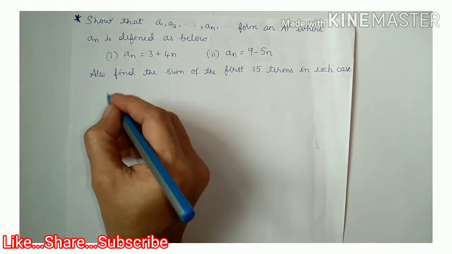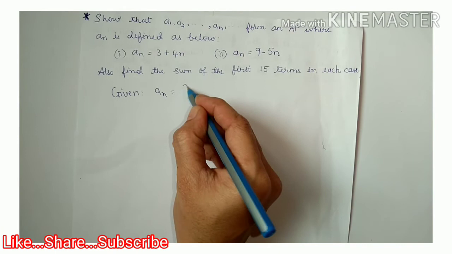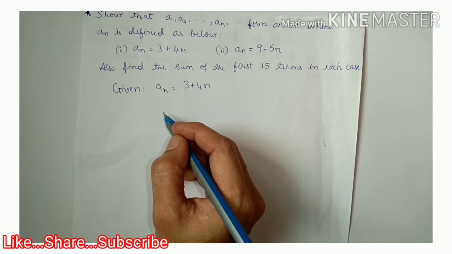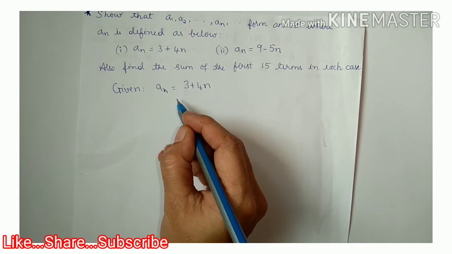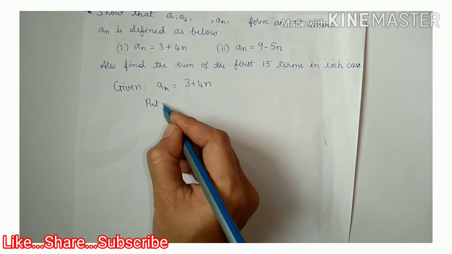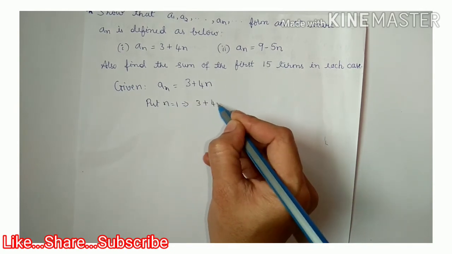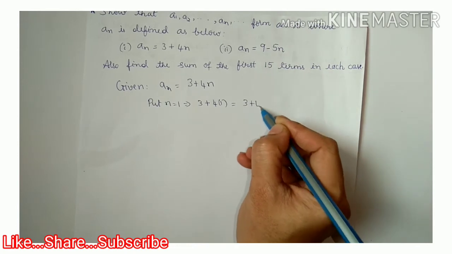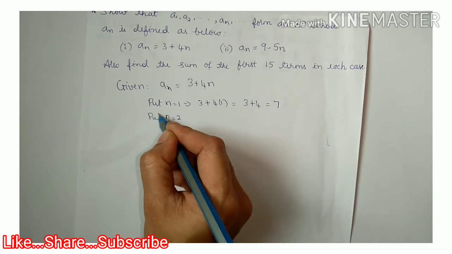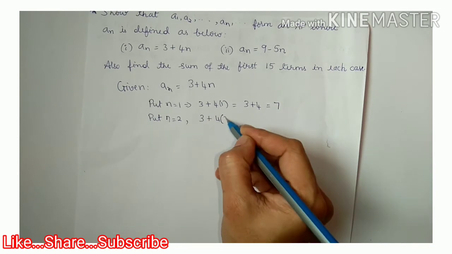Here given an is equal to 3 plus 4n. Let us find whether this forms an AP or not. Put n is equal to 1: 3 plus 4 into 1, 3 plus 4, 7. Put n is equal to 2: 3 plus 4 into 2.